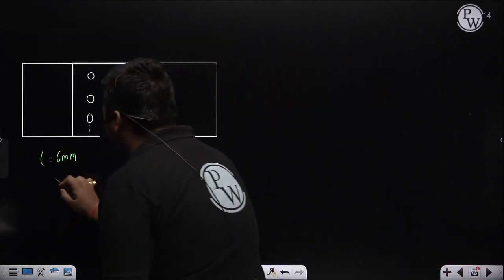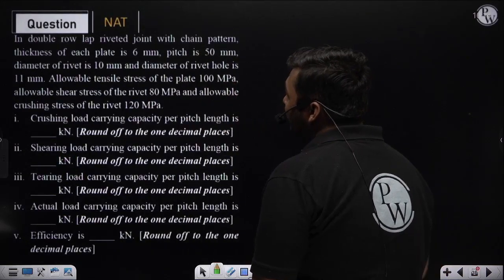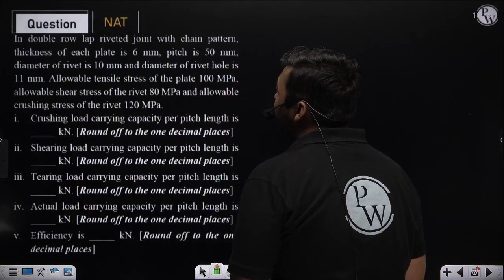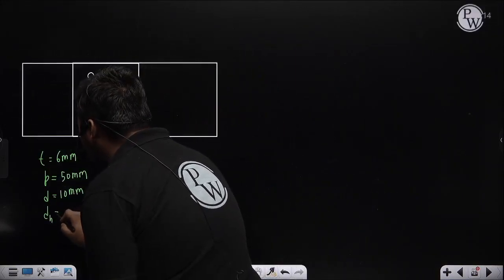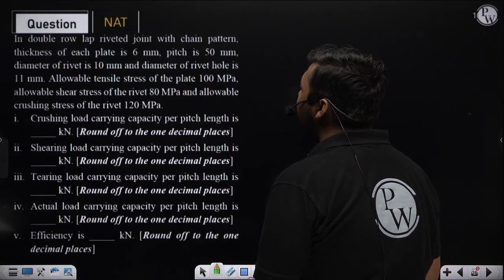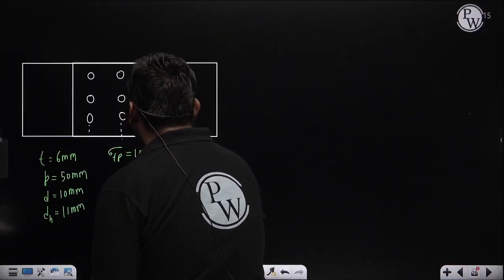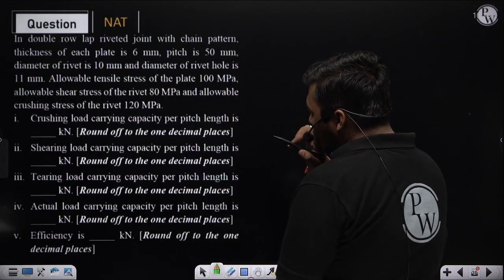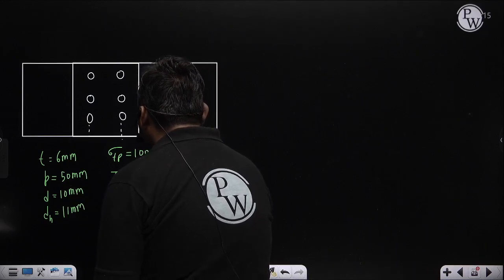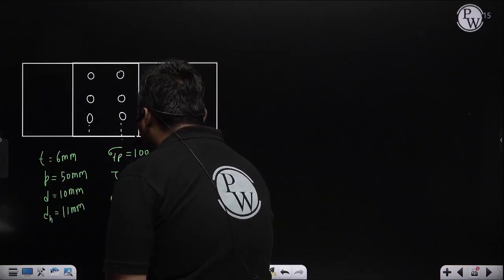The pitch distance, that is small p, is given as 50 mm. The diameter of the rivet is 10 mm. The diameter of the rivet hole, that is DH, is 11 mm. The allowable tensile stress of the plate, that is sigma TP, is 100 megapascal. The allowable shear stress of the rivet, that is tau p, is 80 megapascal. And the allowable crushing stress, that is sigma CP, is 120 megapascal.